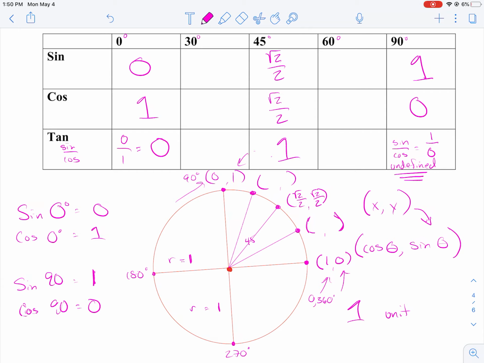Now the 30 degrees and 60 degrees are realistically the only ones you really have to try to memorize. Because if you can memorize these, you're more than half. All right, so let's finish up the rest of these.